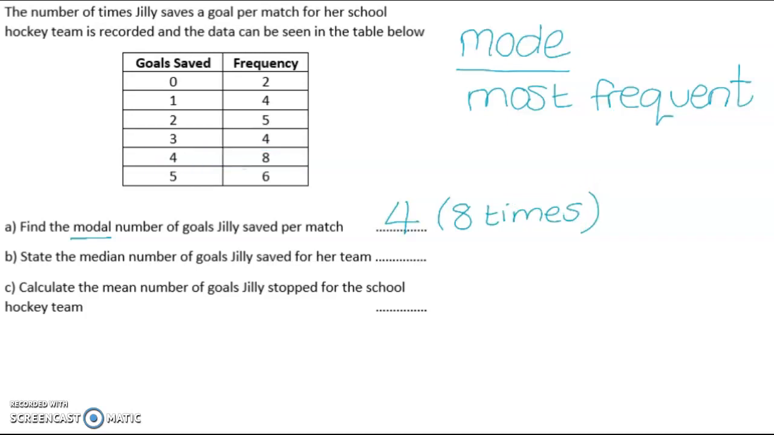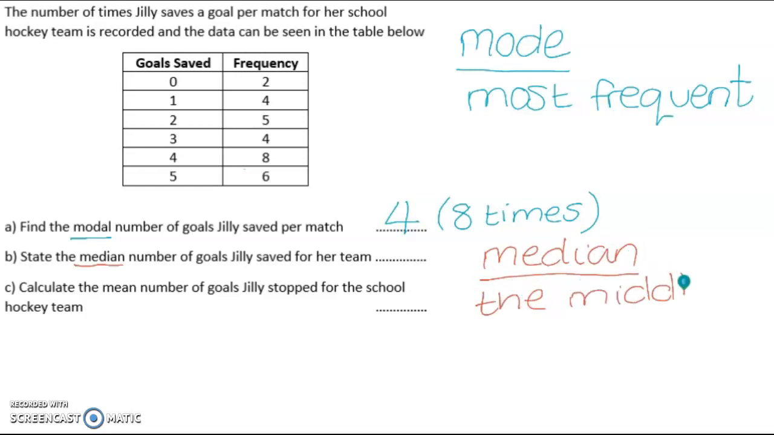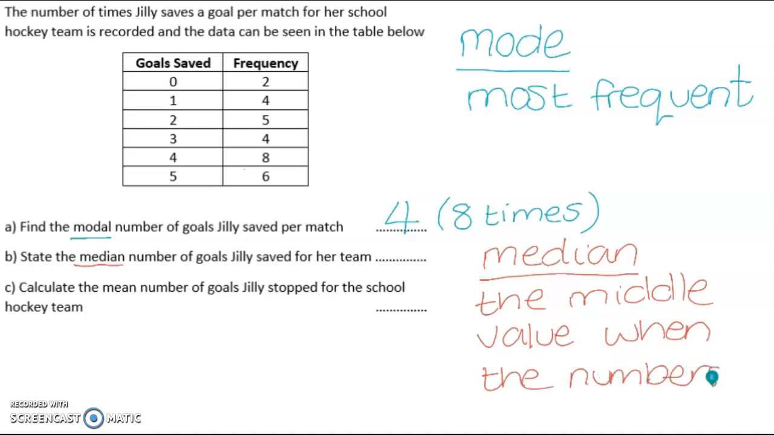Part B asks us to state the median number of goals that Jilly saved for her team. Let's remind ourselves that the median is the middle value when the numbers are in order. In a frequency table, our numbers are usually already in order. In this table, they are.